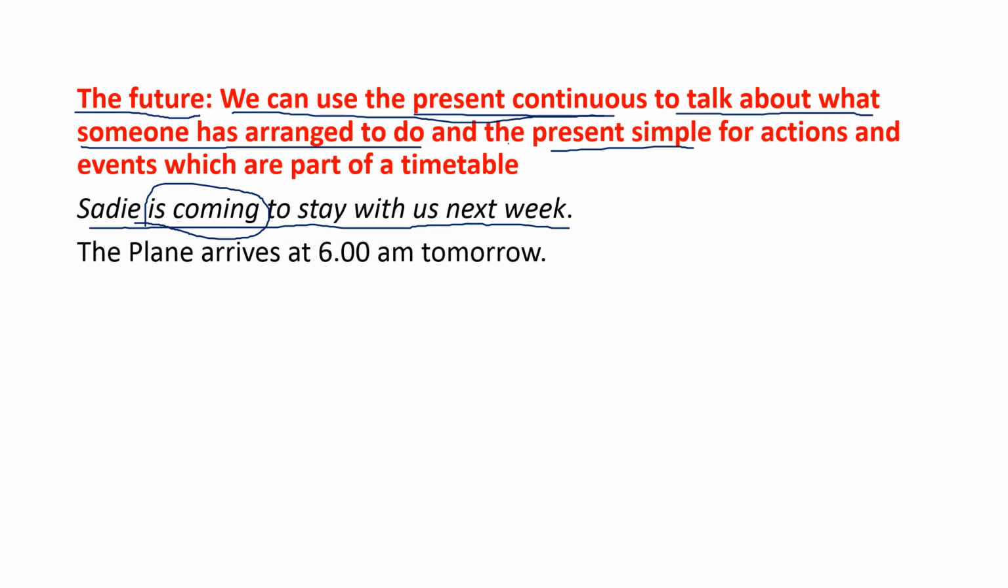But we use the present simple for actions and events which are part of a timetable. And if something is part of a timetable, we mean that this is something which is repeated. When we say the plane arrives at 6 a.m. tomorrow, this means that this plane arrives at the same time every day or every week. So this is a schedule. This is a timetable. Okay? Thank you.